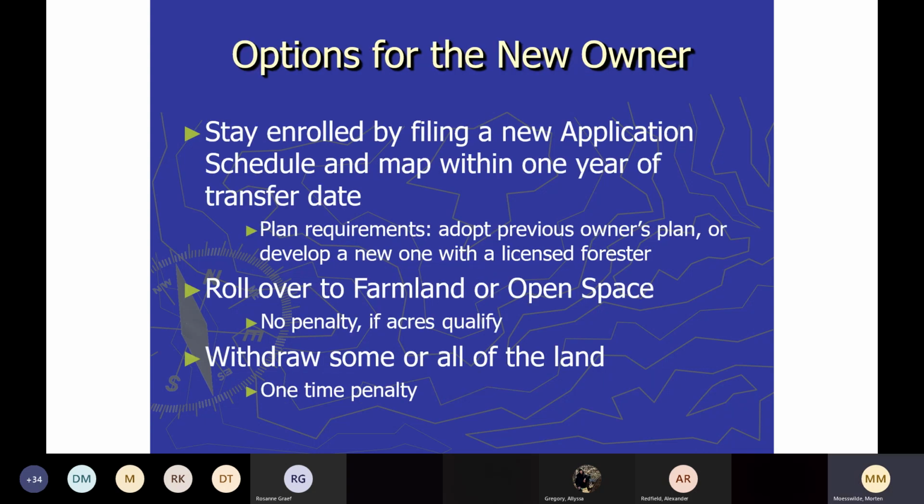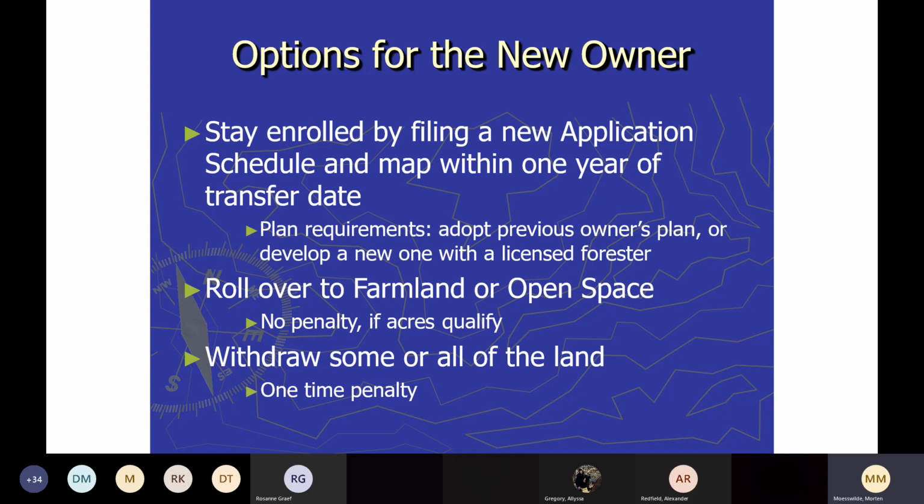So the new landowner, if you do acquire by whatever means property in tree growth, you have a year to file your application with the town. Make sure that you have a plan in place. The plan could be one that's provided by the previous owner, assuming that they're willing to provide it, and assuming that you are willing to adopt their plan as opposed to having your own plan developed. Certainly, it is an option to have a new plan developed as you acquire a property and do that within 1 year of the transfer.